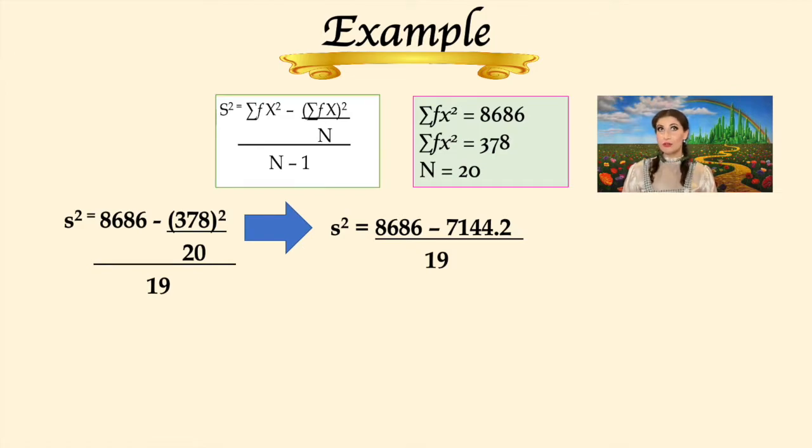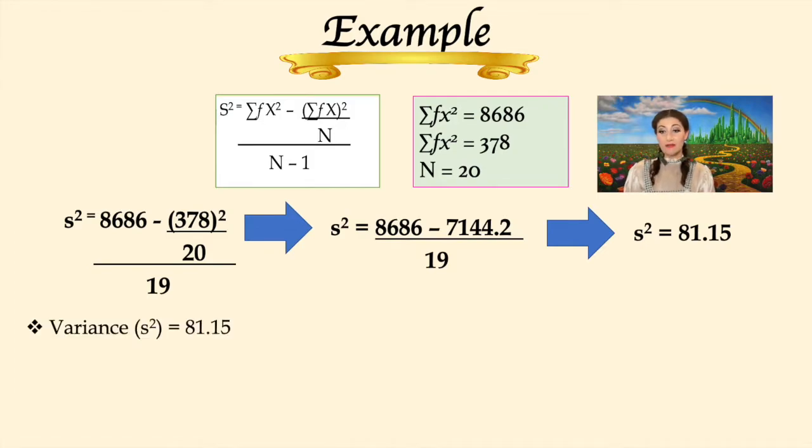Now we have no fractions left in the numerator, and all we have to do is subtract 8,686 minus 7,144.2, and that difference is going to be divided by 19. So once we do that, we are left with the variance of 81.15. So our variance is equal to 81.15. That sounds like a pretty large variance, so this suggests that our data points are pretty spread out.